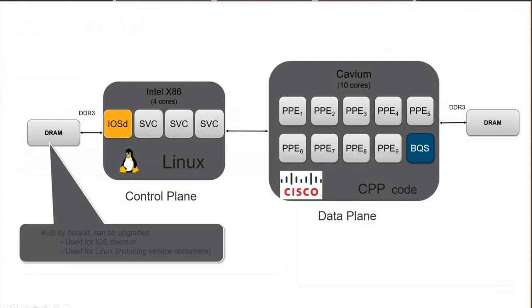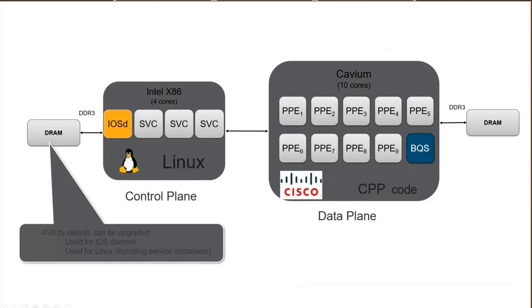So this is the software architecture of ISR devices. The processors will be divided into 2, control plane and data plane. There will be a memory that will be shared between both control plane and data plane. The memory will be 4 GB by default, but can be upgraded.